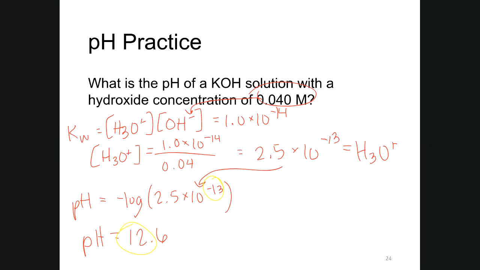Alrighty. So again, it's completely up to you how you would like to do it. You can either use Kw equals H3O plus times OH minus equals 1 times 10 to the negative 14, or you can do 14 equals pH plus pOH. Those are your two options here.